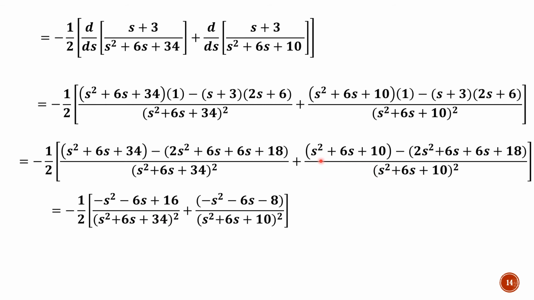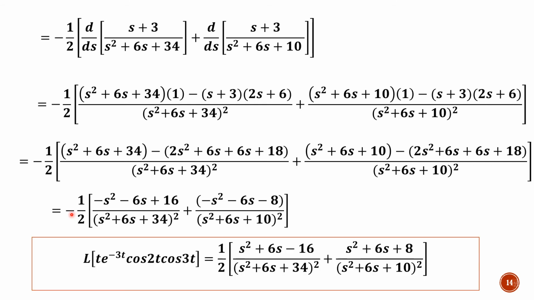Here also s square minus 2s square is minus s square. 6s minus 12s is minus 6s. 10 minus 18 is minus 8. Okay. So now we can take maybe the minus sign inside the bracket because you have a minus sign outside.